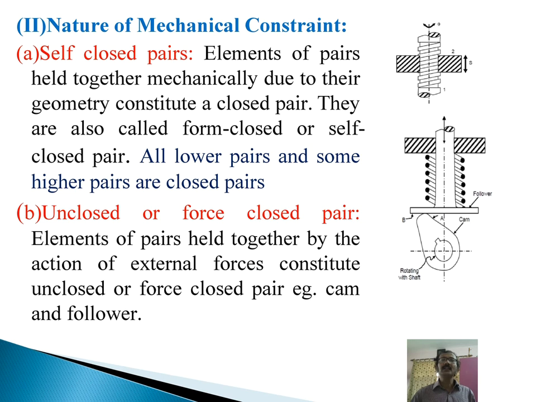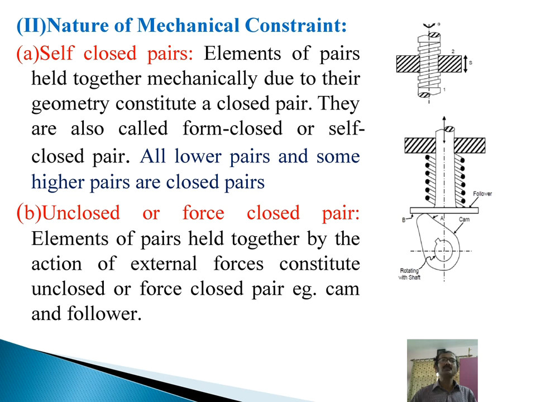Next is the nature of mechanical constraint. These are subclassified into self-closed pair and unclosed or force-closed pair. Self-closed pair: elements of pairs held together mechanically due to their geometry constitute a closed pair. They are also called form closed or self-closed pair. All lower pairs and some higher pairs are closed pairs, just like this screw pair, which is also a self-closed pair.